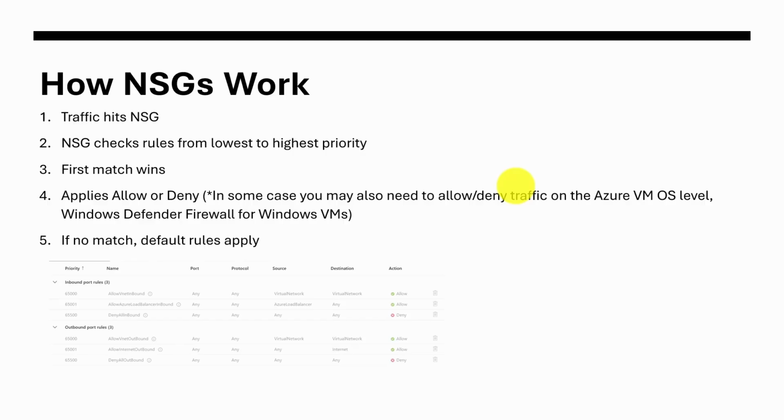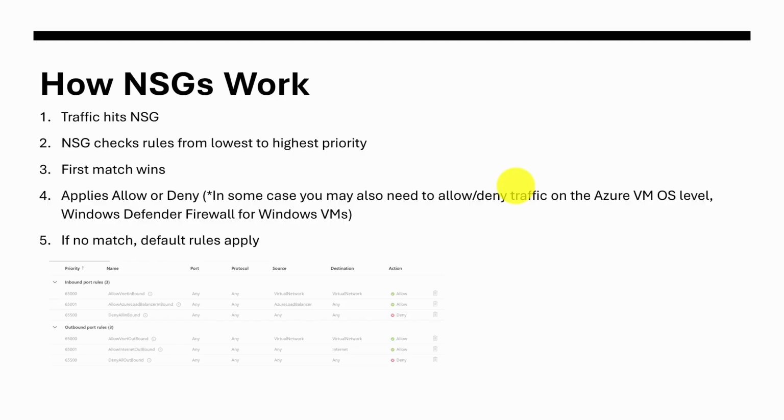Now, NSG works in this manner. So this is basically the workflow from the moment that traffic hits your NSG rule. It checks the rules, as I mentioned earlier, from lowest to highest priority. The first match wins, so it starts processing the rules from the top and goes down. The lowest number gets the highest priority, and if it matches, then it stops processing the rules and does whatever that rule says, whether it's allowing traffic or blocking or denying traffic.